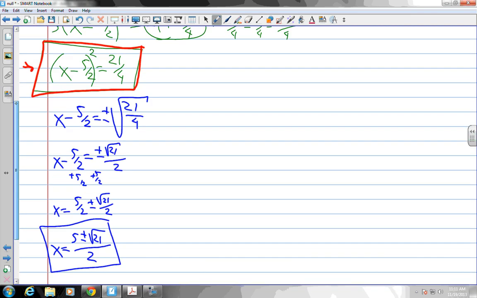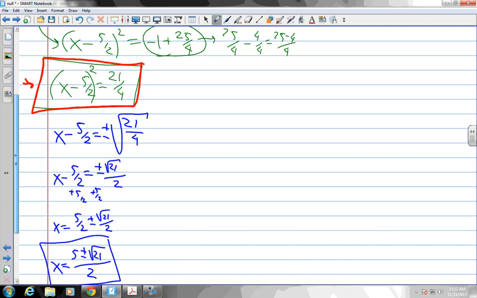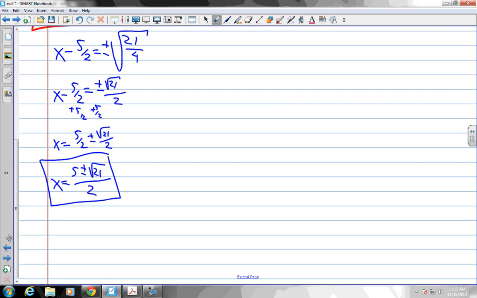Remember how you do factoring? You look for two numbers that multiply to 1 and add to -5. Well, these are those two numbers. They multiply to 1 and add to -5. I mean, these are nasty. Only with the opposite sign. So it's x minus that number.